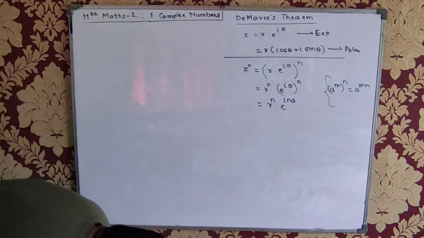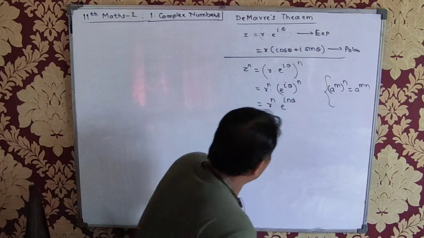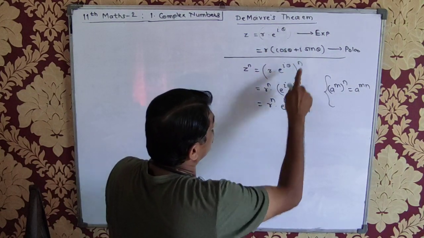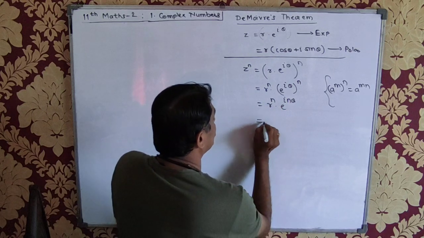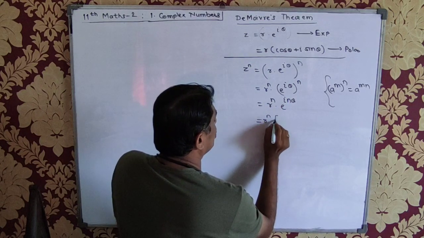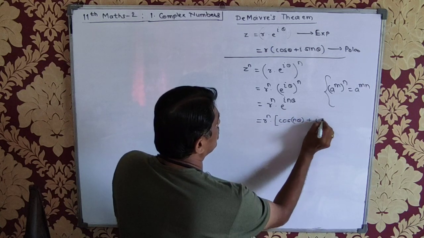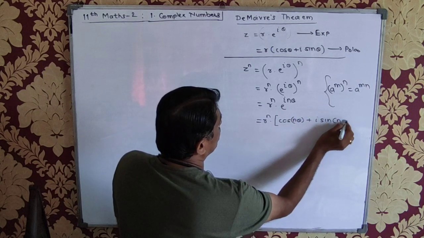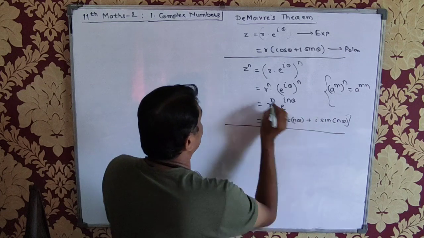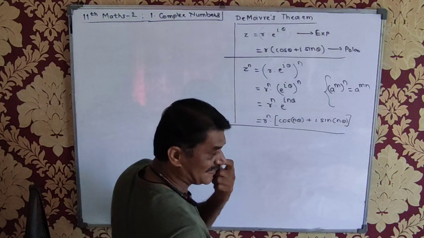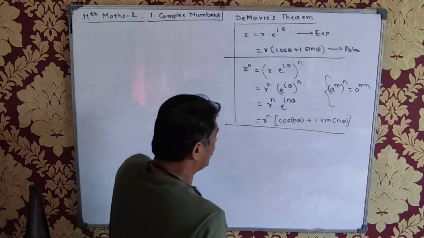Right? So if we write e raised to I theta as cos theta plus I sin theta, then e raised to I n theta is written as r raised to n (cos n theta plus I times sin n theta). Well, that's what is called De Moivre's theorem. Okay. Is this okay?